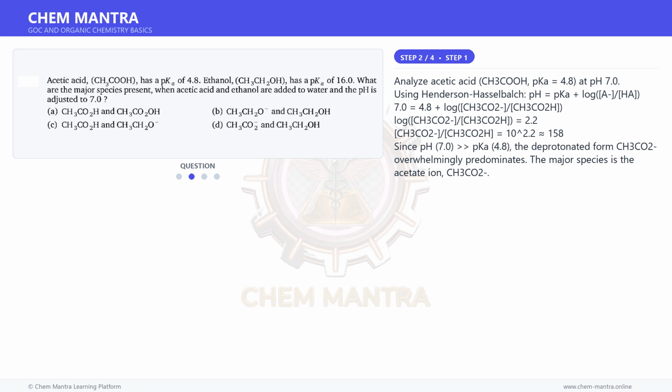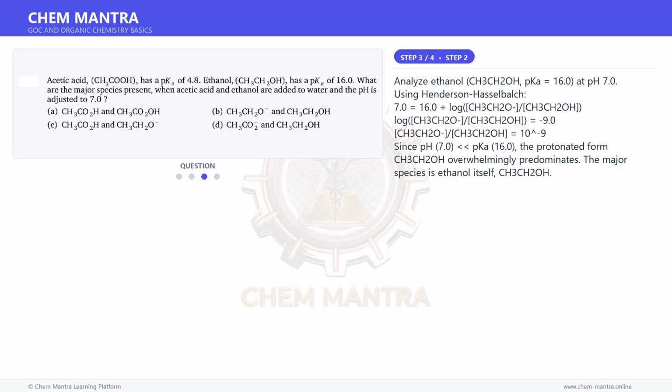[CH3COO-]/[CH3COOH] is equal to 10^2.2, about 158. Since pH 7.0 is greater than pKa 4.8, the deprotonated form CH3COO- overwhelmingly predominates. The major species is the acetate ion, CH3COO-. Moving on to the next step.